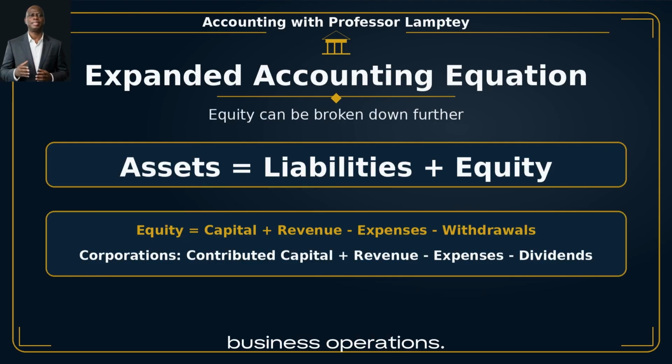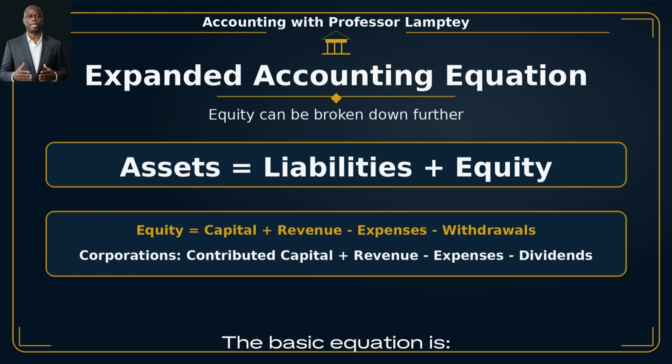Now let's bring in business operations. So far, we have looked at owner investment, buying assets, and borrowing money. But a business also earns revenue, pays expenses, and may distribute money back to the owner. All of these affect equity. That is why we often expand the accounting equation.